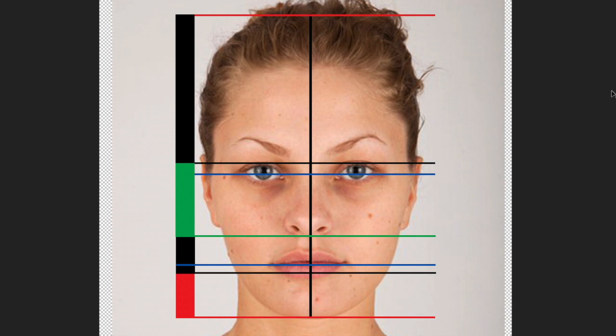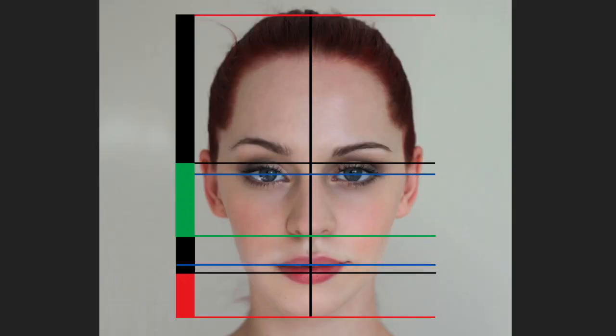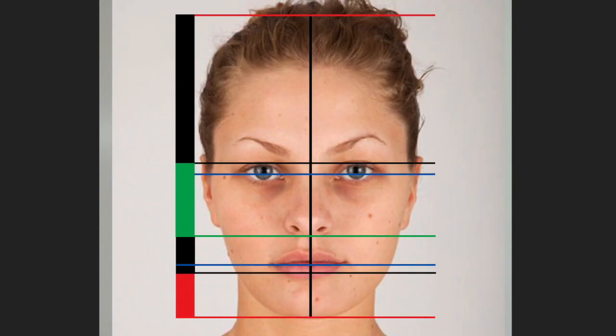Okay, so let's compare with another model here, and let's look at her features. She's really close to the first one, the first female. Again, I tried to account for her curly hair here and figure out where the top of her skull would be. But her eyes are pretty much exactly in the same spot. Nose pretty much exactly in the same spot, right at the halfway mark. And if you look at her mouth, it's a little bit above halfway, pretty much exactly like this first model's.